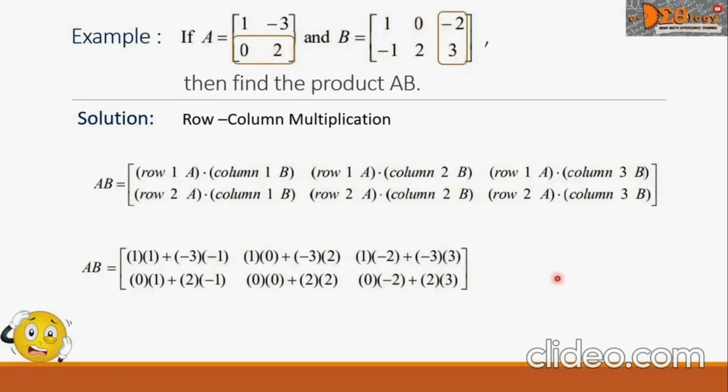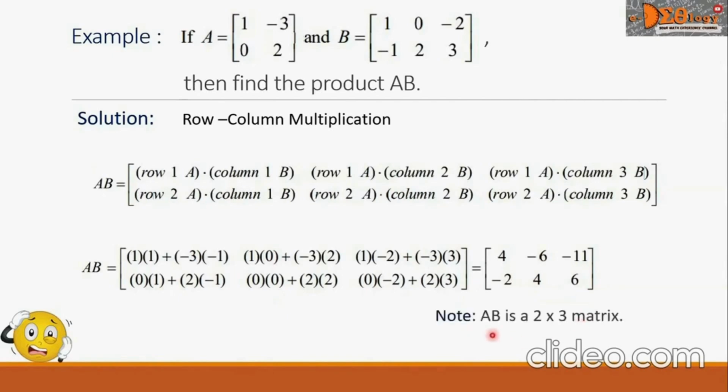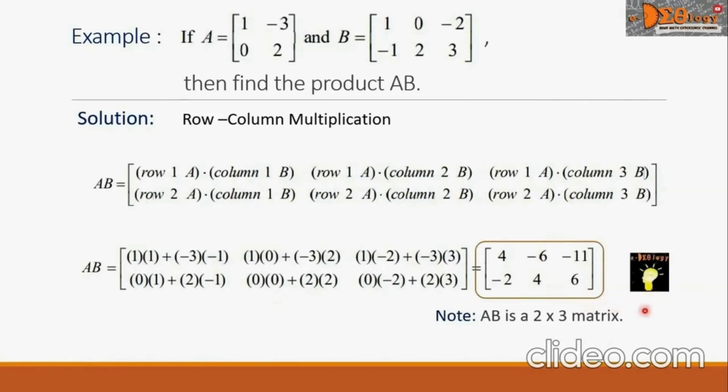And from here, we will simplify the numbers. The first element becomes 4. The second element is negative 6. The third element is negative 11. This element is now negative 2. The next element becomes 4, and the last element is positive 6. Note that the product AB is a 2 by 3 matrix. This is the final answer.